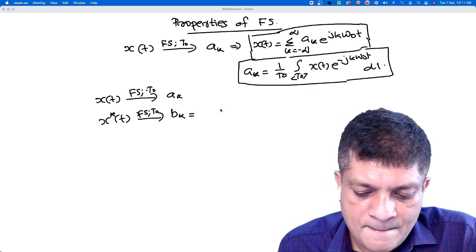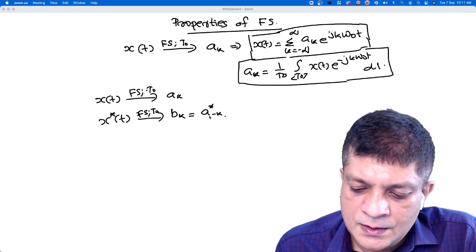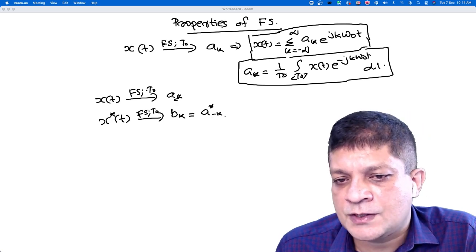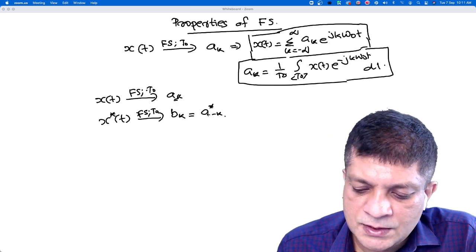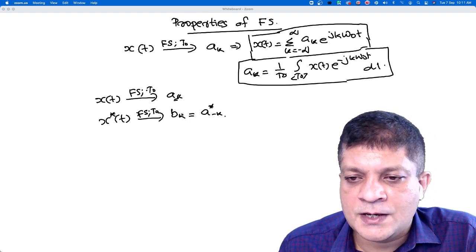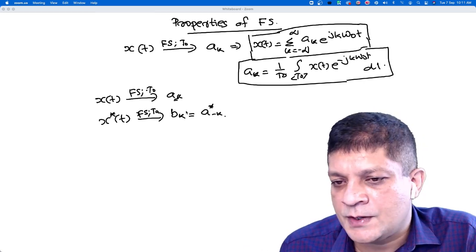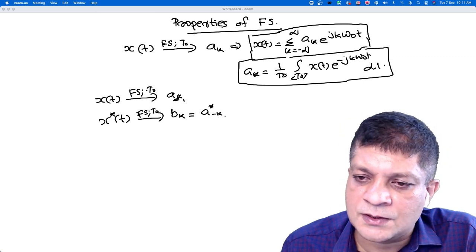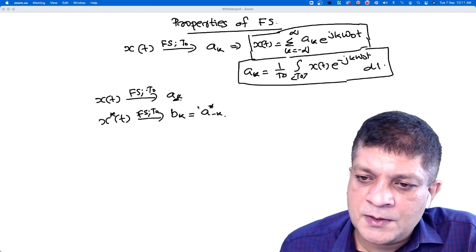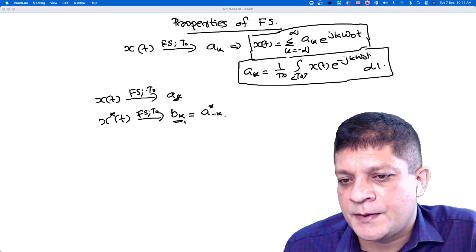What is the relation? A star minus k. It is A star minus k. Here this Fourier series, remember, this Fourier series coefficients are complex valued. So this is A star minus k. So how to get ak from bk? Flip the signal. That means flip about the y-axis. This is a discrete sequence, isn't it? Sequence indexed by k. So flip that, take the conjugate, you will get the Fourier series coefficients of bk.